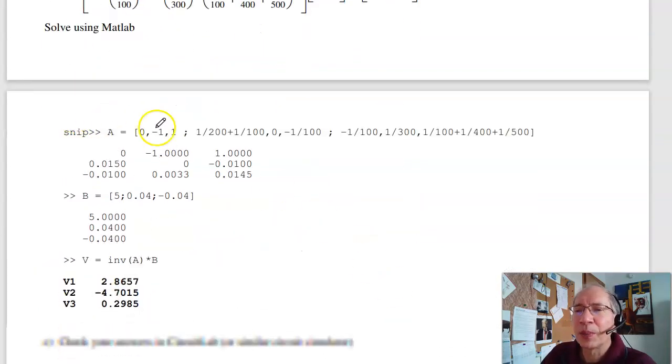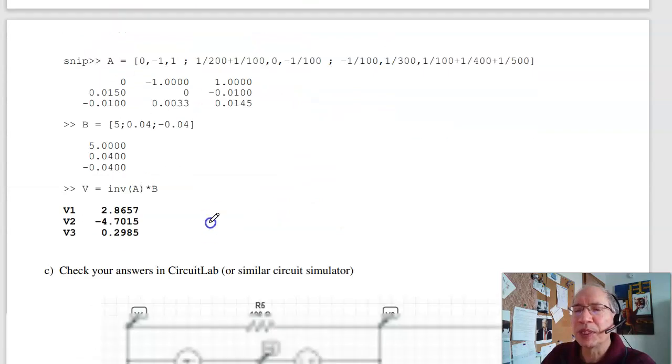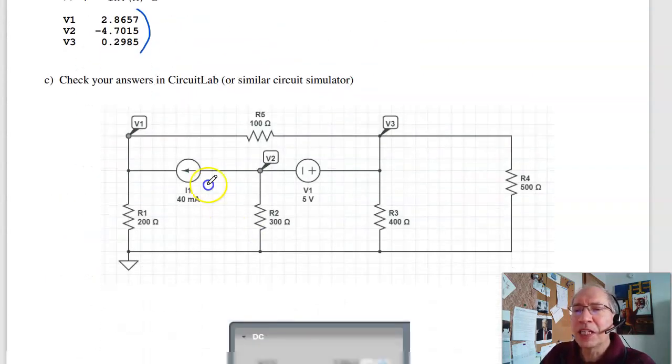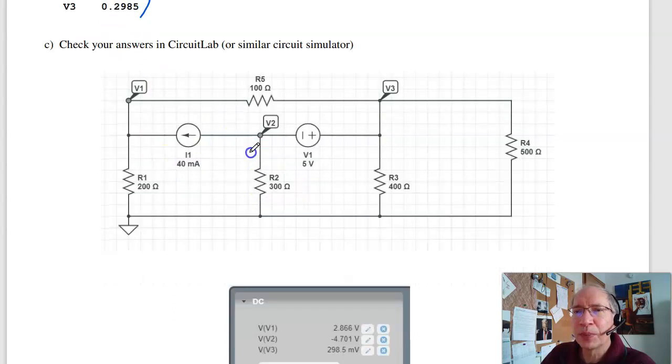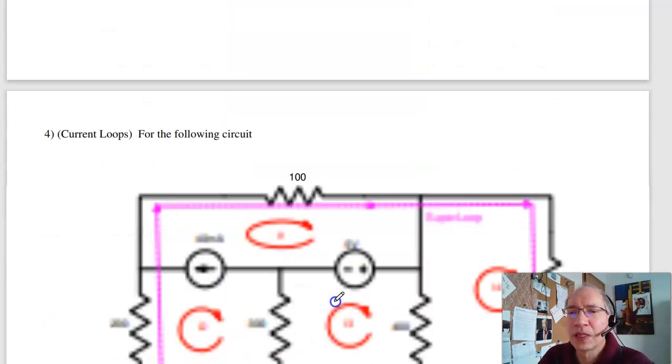Throw that in MATLAB in matrix form. Call this A, call this B. Then the voltage is the inverse of A times B. So that should be my voltage. To check my answer, I can throw that in CircuitLab and see what the voltages are. And 2.86, minus 4.70, 2.86, minus 4.70, same answer. That's problem number 3.